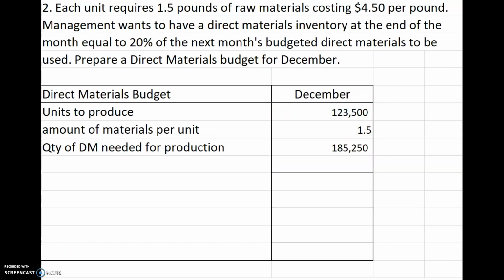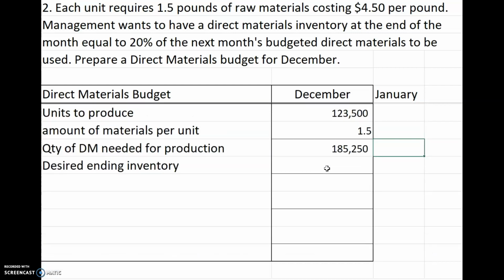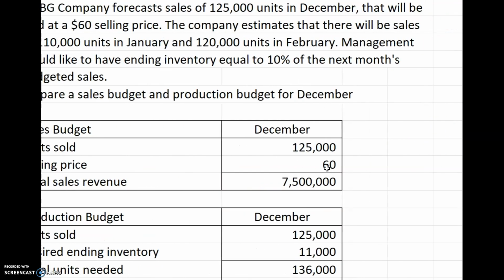So 185,250. But that's not all we want to have in direct materials. We also want to have our desired ending inventory. And so we're told that they want to have 20% of the next month's budgeted direct materials needed for production. Okay. And so we have to then look at January. We want to know what's January's quantity of direct materials needed for production, because we want to have 20% of that in our ending inventory. So we need our January production budget.